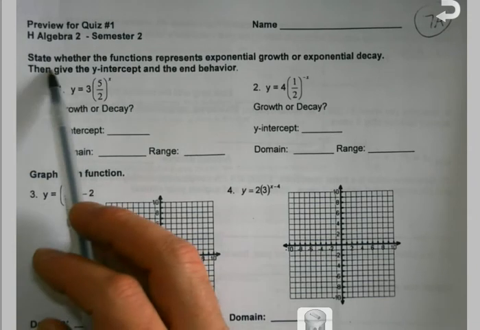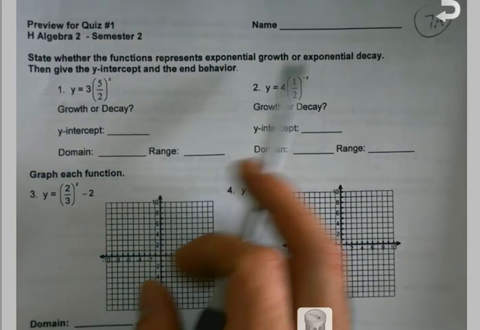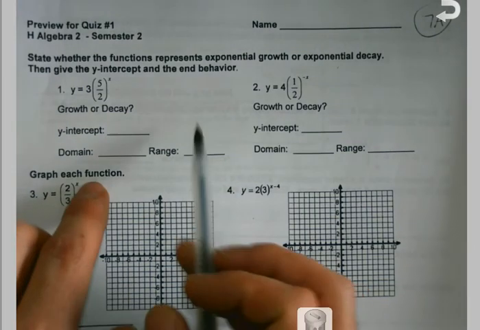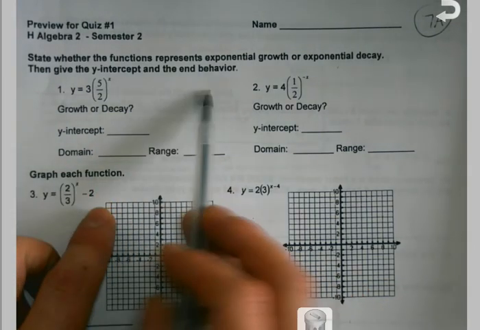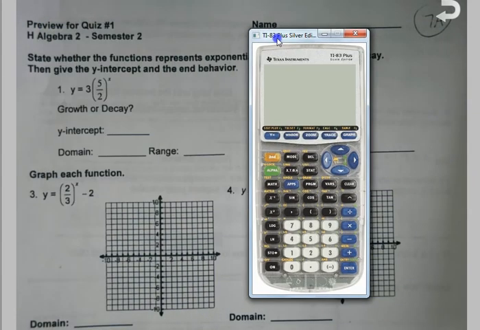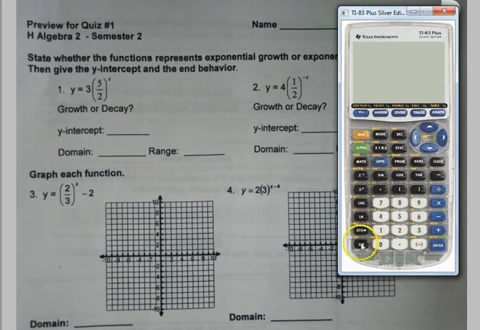All right, state whether the functions represent growth or decay, give the y-intercept and the end behavior. Now you'll notice here, I should have put a spot in for the end behavior. We'll do it up here. Before I type this in on the calculator, because that could help me out with a few things, how can I tell if this one's going to be growth or decay before I ever get started?